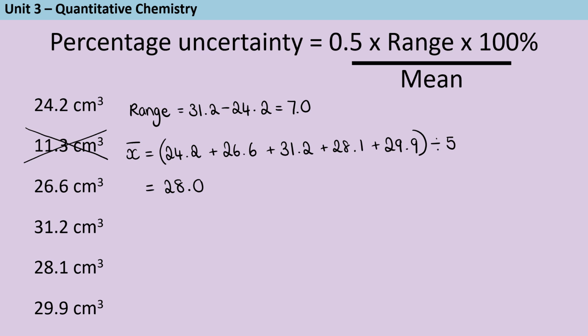And then to work out the percentage uncertainty, I'm going to take half of that range and divide it by the mean and multiply it by 100%, and that gives me a percentage uncertainty of 12.5%.